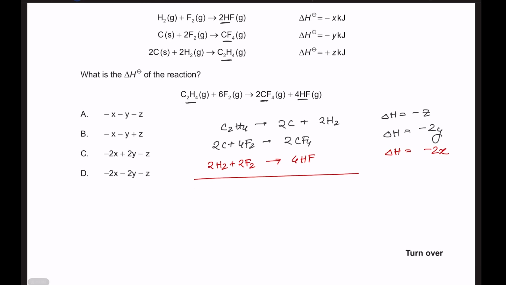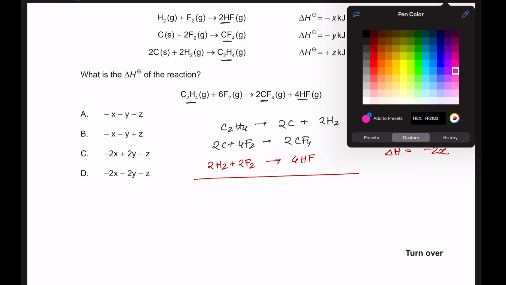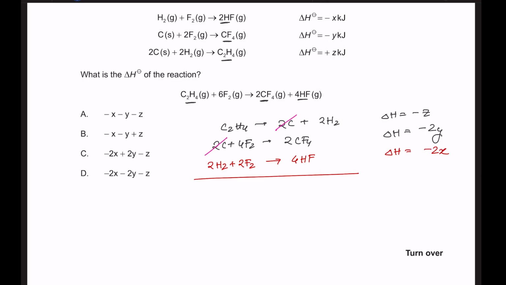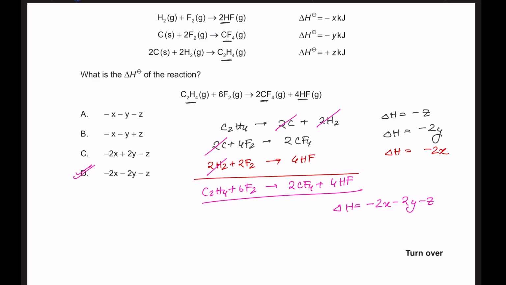Now if I cancel carbon on both sides, hydrogen on both sides, and add everything up, you get C2H4 plus 6F2 giving you twice CF4 plus 4HF. Delta H will be minus 2x minus 2y minus z, which is option D.